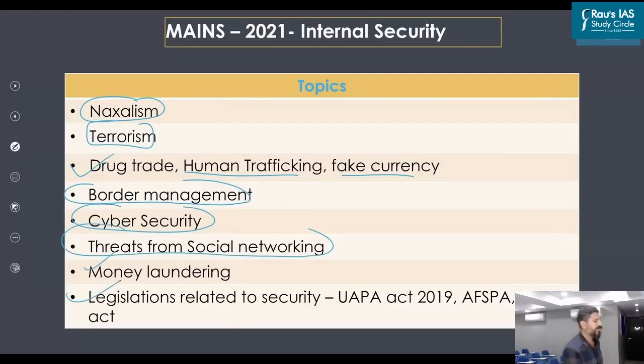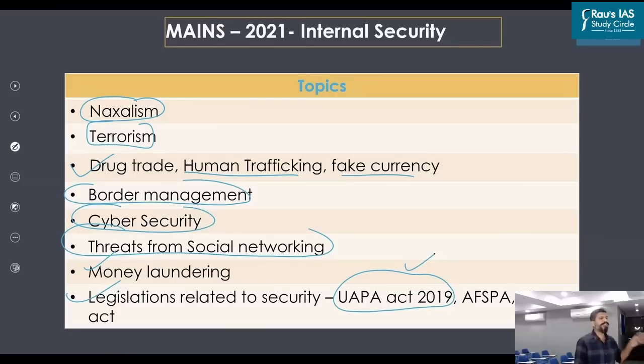For example, a question was asked related to UAPA in 2019 or 20. And again, you can expect questions on these laws related to internal security. For example, the Armed Forces Special Powers Act has been in the news in the past 2 months because of the incident that happened in Nagaland. So you can expect a question on it if it keeps into current affairs in next year's mains examination. So these are the broad themes that you need to prepare.